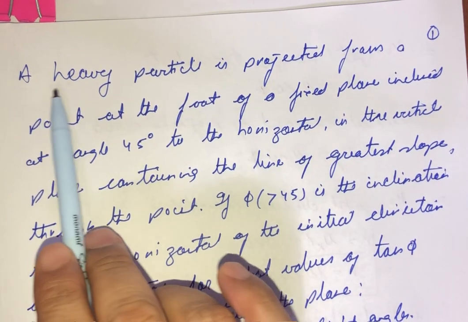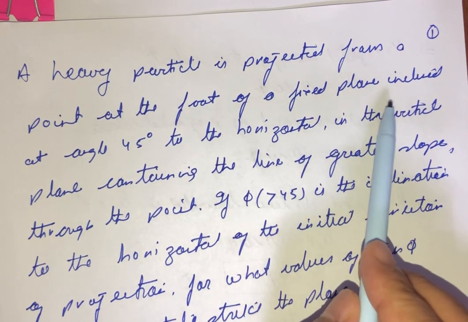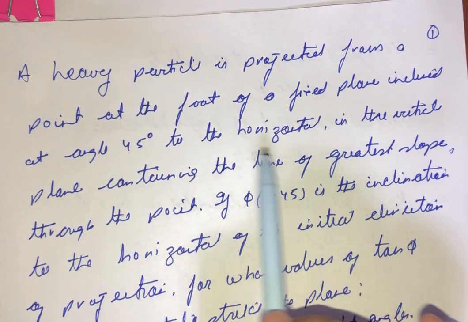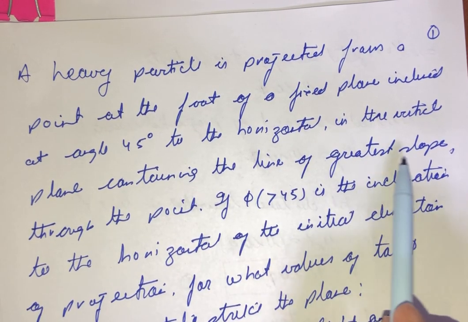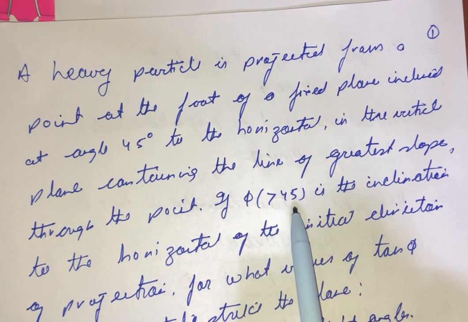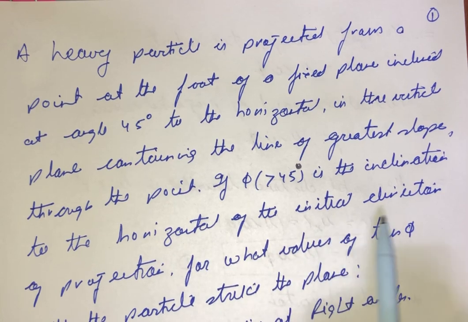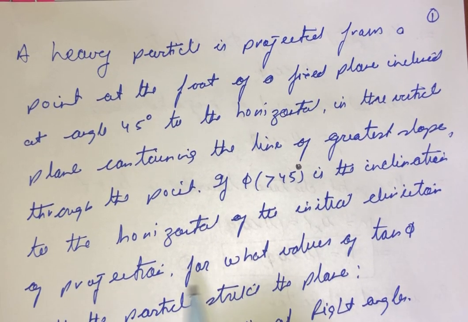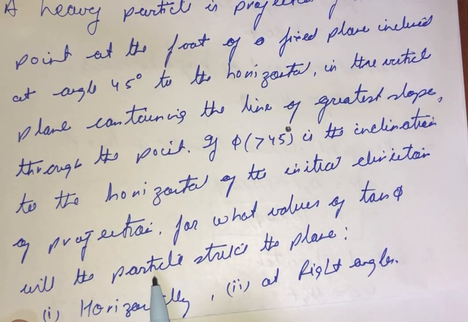In this question, a heavy particle is projected from a point at the foot of a fixed plane inclined at an angle of 45 degrees to the horizontal, in the vertical plane containing the line of greatest slope through the point. If phi, greater than 45 degrees, is the inclination to the horizontal of the initial direction of projection, for what values of tan phi will the particle strike the plane horizontally, and at a right angle?